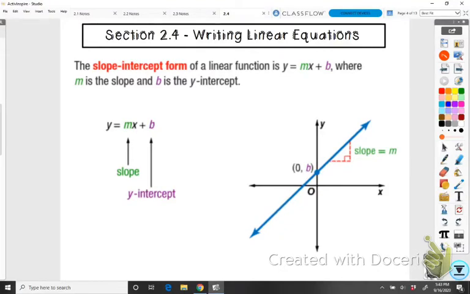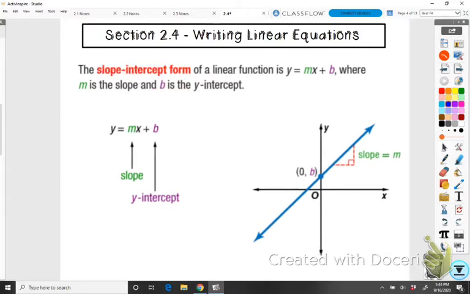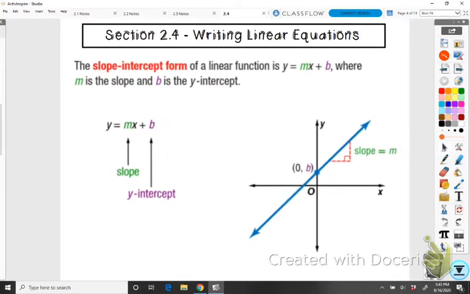This is lesson 2.4, writing linear equations. So the slope-intercept form of a linear function is in the form y equals mx plus b. We talked about that the other day. The most important part of this is that m is the slope and b is the y-intercept.